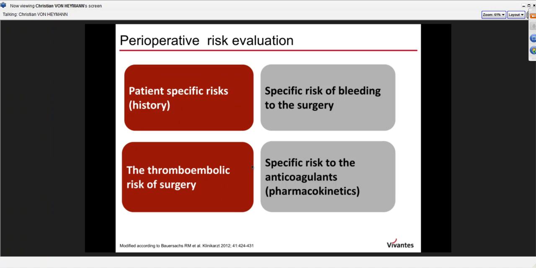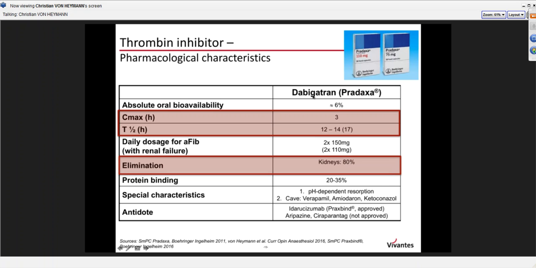especially to understand that all these 4 NOACs that we have on the market are not that much different. So let's start with the thrombin inhibitor, the Pradaxa. The generic name is dabigatran. I would like to highlight that the onset of action is very fast. After 3 hours, you have peak levels. The half-life ranges between 12 hours in healthy patients up to 17 hours in patients with renal impairment.